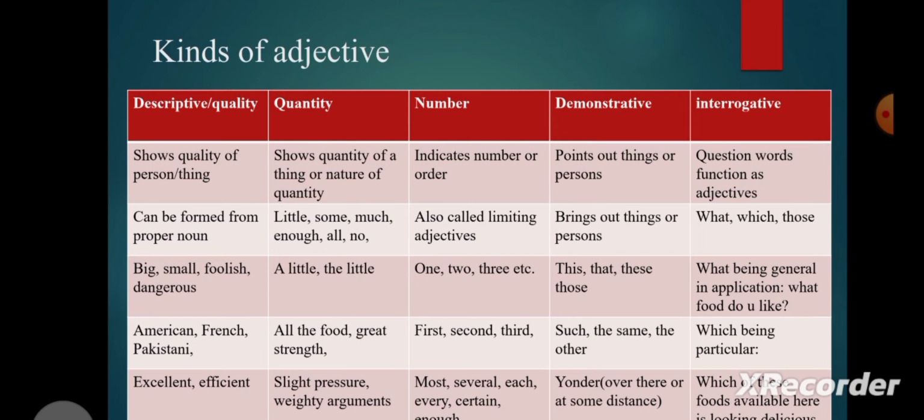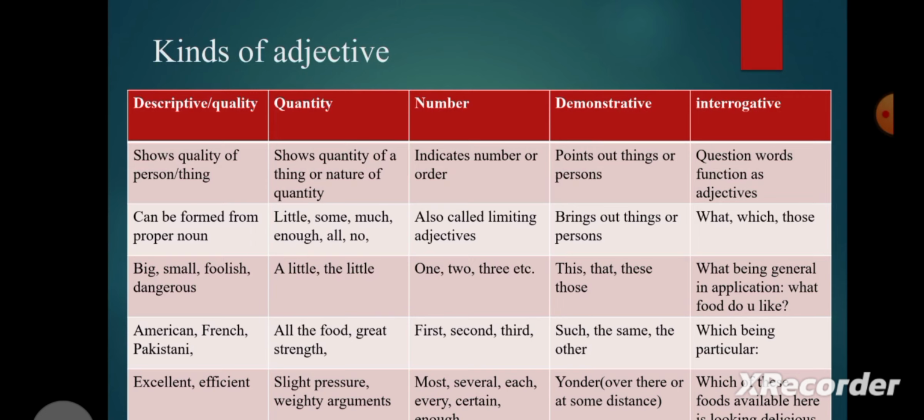Number 4 is demonstrative adjectives. Demonstrative adjectives point out things or persons. For example, this, that, these, those, such, the same, the other, and yonder. Y-O-N-D-E-R, yonder. Yonder means over there or at some distance. Now the sentences. Those flowers are dear to us as much as this picture is to you. Number 2, such objects as are related to the world of art cannot be compared with nature.